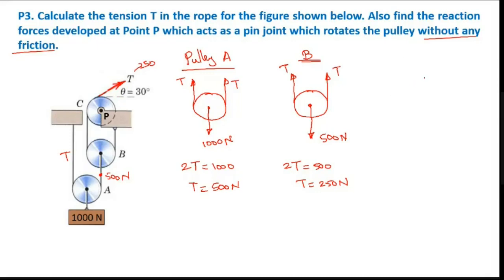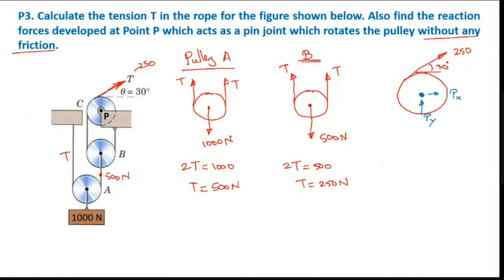Now I will draw a free body diagram for C. For C, this is my force, which is 250 Newton. The angle is given, which is 30 degrees. And now you can see that you have your reactions also. At the center, you have a reaction. So what type of joint? It's a pin joint. When you have a pin joint, you will have Px and Py, two reaction forces. So these are my forces.